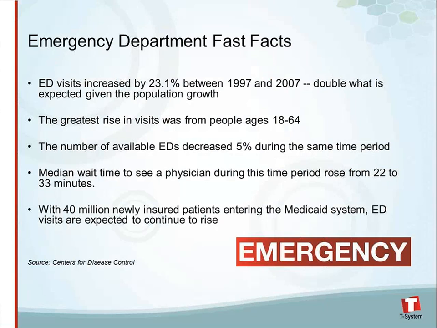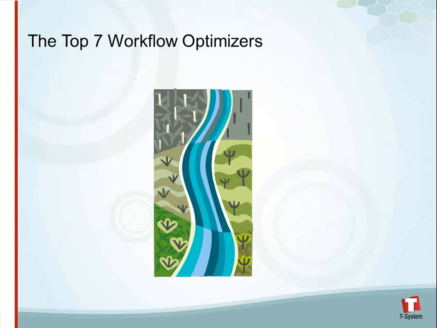The number of available emergency departments actually decreased by 5% during this time period. So we've got visits going up by 23%, but our available emergency departments decreasing by 5%. The median wait time to see a physician during this time period rose from 22 to 33 minutes, not surprising. And with 40 million newly insured patients entering the Medicaid system, ED visits are expected to continue to rise. So it'll be interesting to see as we look ahead how that percentage changes.